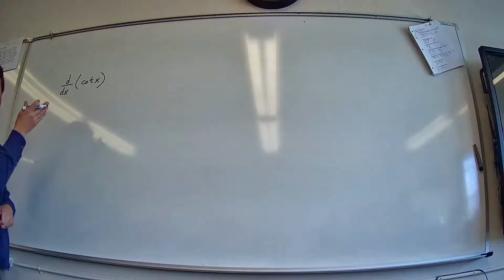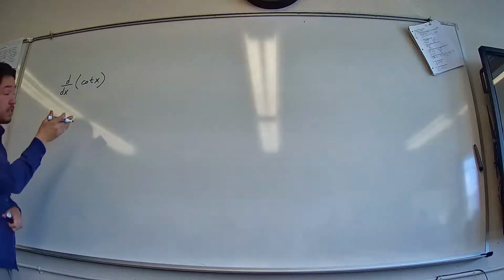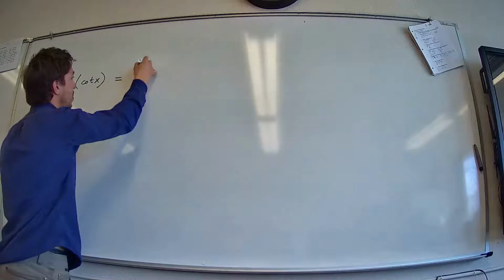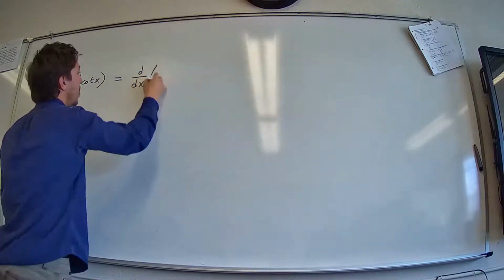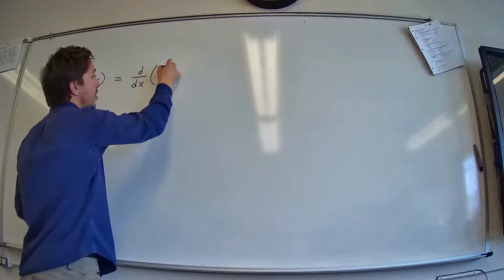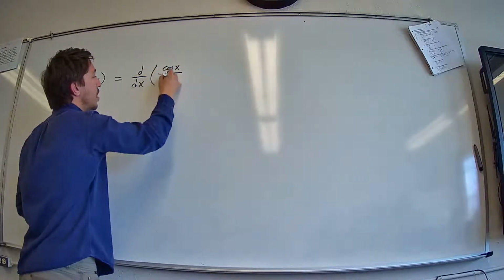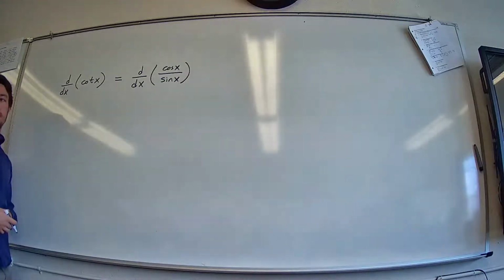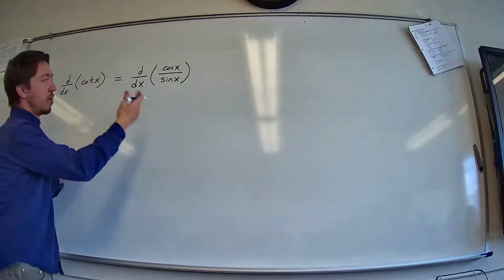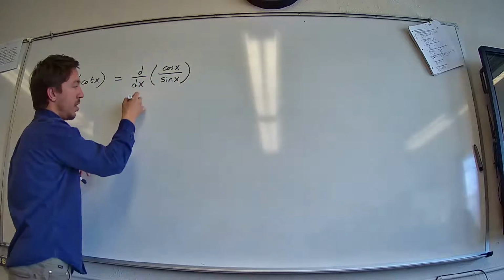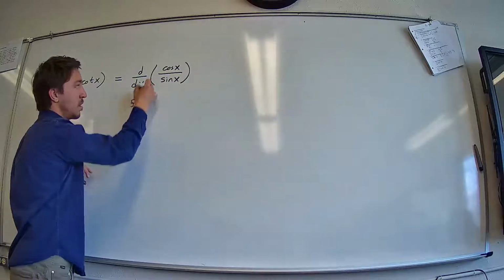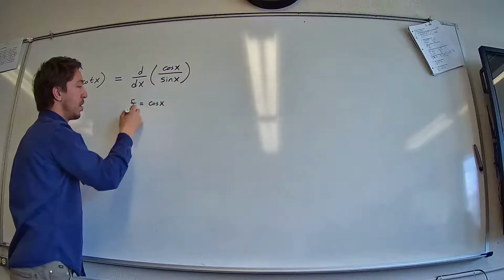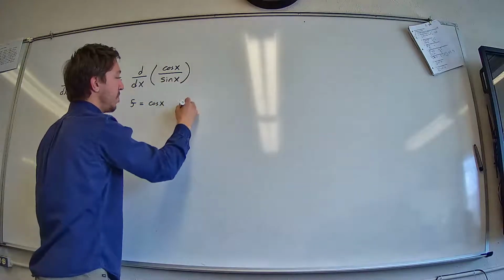Better. So let's do this one the same way we did the tangent. Cotangent is the reciprocal of tangent, right? So instead of sine over cosine, it's cosine over sine. Does that make sense? Okay, so quotient rule. Top is my F, and the bottom is my G.